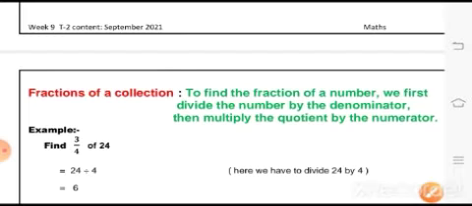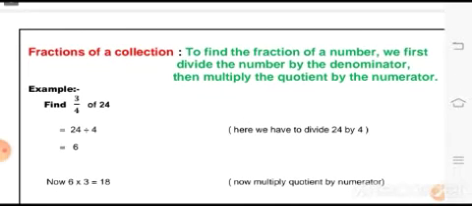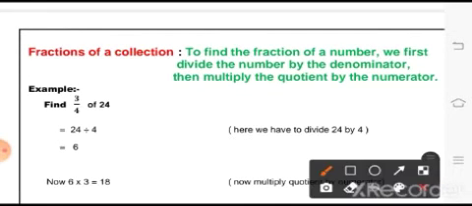Now, fractions of a collection. If we have to find the fraction of a number, we first divide the number by the denominator and then multiply the quotient by the numerator. Why so? Because it makes our calculation easier, because when we divide a number, the number becomes smaller.